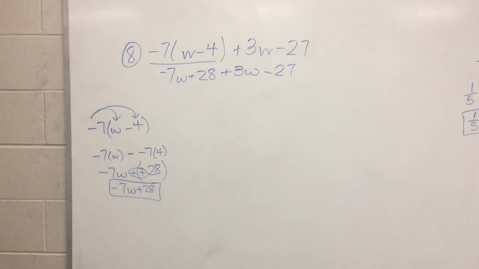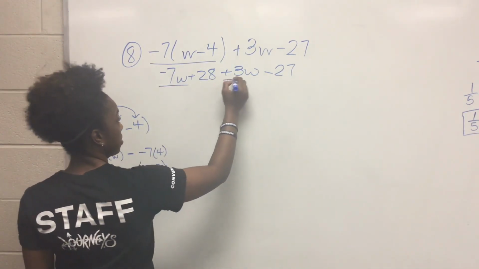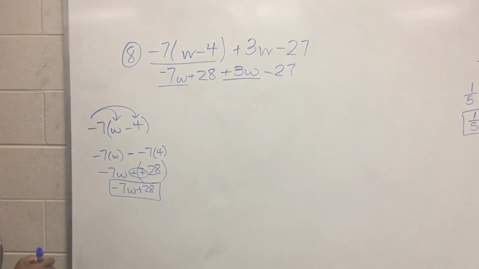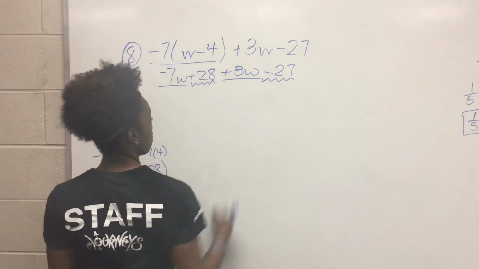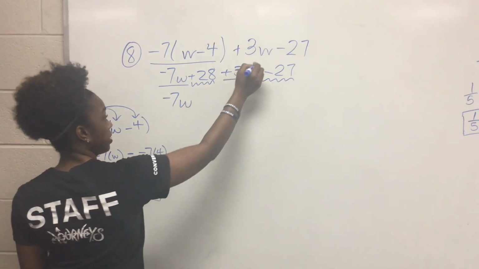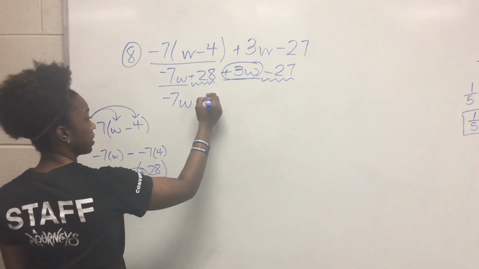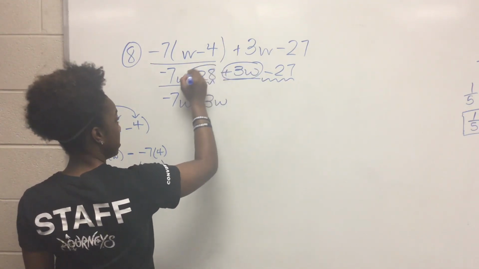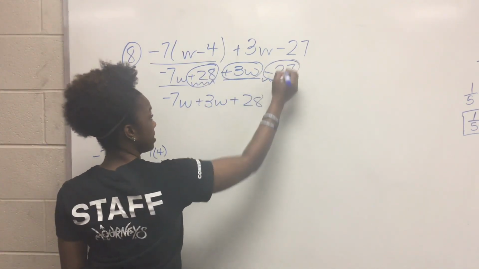Step 1. We should know now for step 1 that we are identifying the like terms. Negative 7w, 3w. Then our other ones are 28 and negative 27. So now we're going to move them. Negative 7w. Have to circle the term and the sign in front. Then I need plus 28 minus 27.